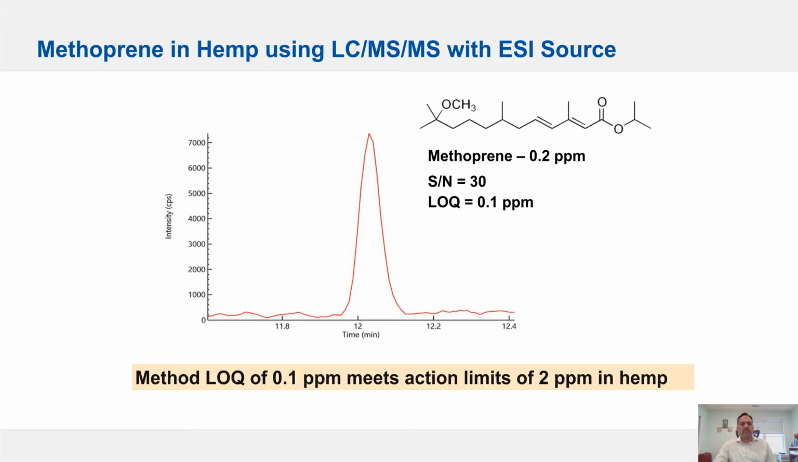So in this example, we are showing that we get excellent detection limits for methiocarb in hemp. If you look at the structure for this compound, it is an oxygenated hydrocarbon. Therefore, this compound was only analyzed using GC-MS/MS in the past. But using our heated electrospray ion source, we can get excellent detection limits. And our method LOQ is 0.1 ppm, which can meet Colorado state action limits of 2 ppm in hemp very easily.